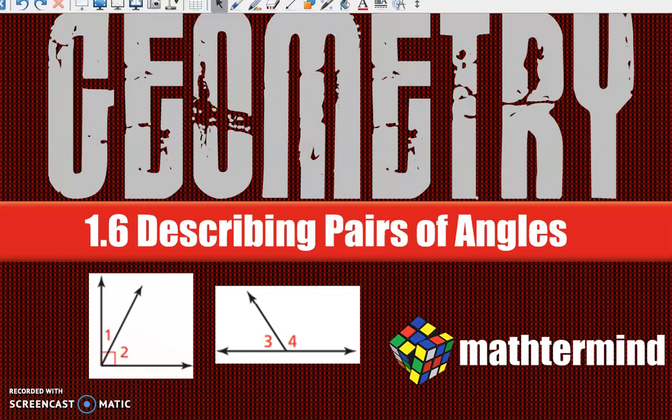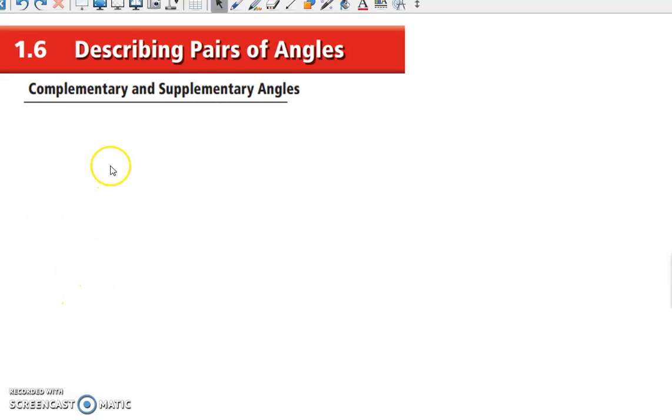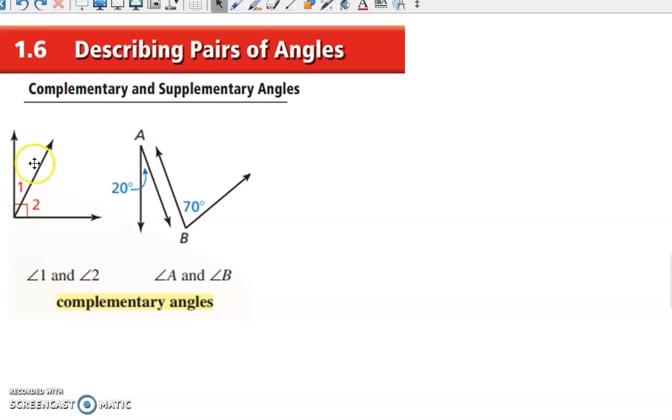Well, hello and welcome back to a little bit of geometry. We are in Chapter 1, Section 6. We're describing pairs of angles. First off, we're going to look at complementary and supplementary angles.